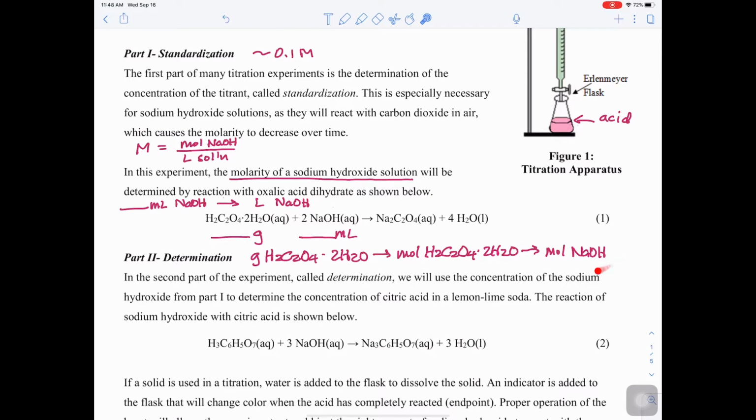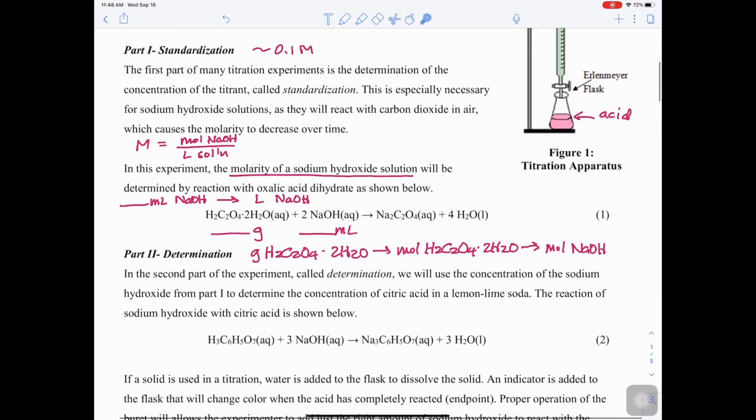So we calculate the moles of sodium hydroxide used and the liters of sodium hydroxide used, and then we take the moles and divide by the liters, and that will give us the concentration, the molarity of the sodium hydroxide. We can sort of check our work because we know that it's approximately 0.1 molar. So if we end up with something like 10 or 0.0005, that indicates that we did something wrong in our calculations. It should be pretty close to 0.1.